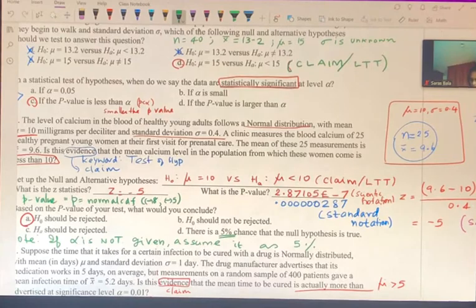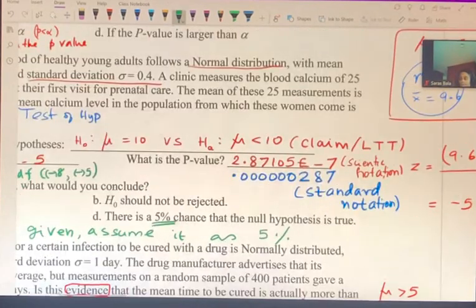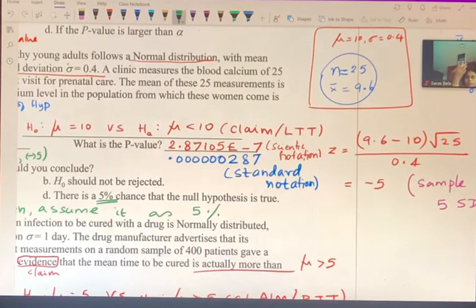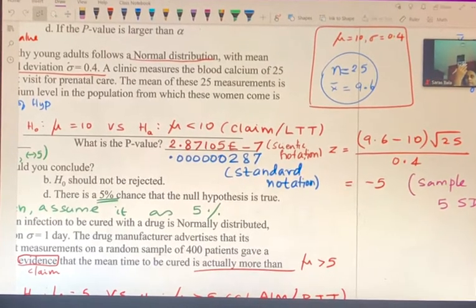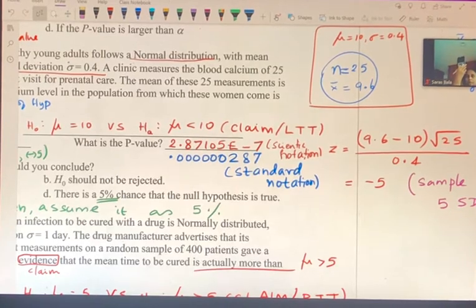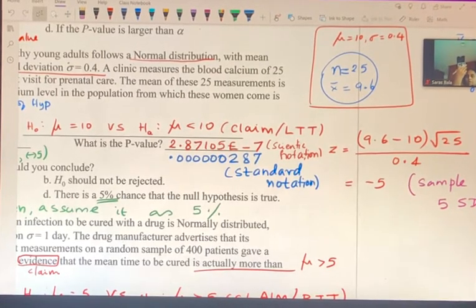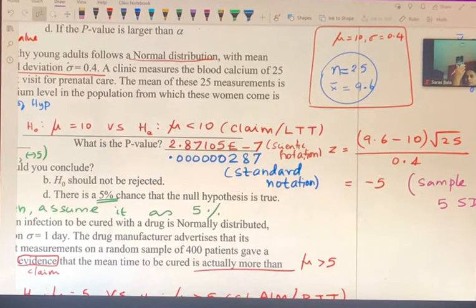The p-value is given in scientific notation. Because you are using your scientific calculator, the number is going to be written in scientific notation. You can plug it in and check for yourself. So the number is going to be 2.87105 E -7. That is the number written in scientific notation.